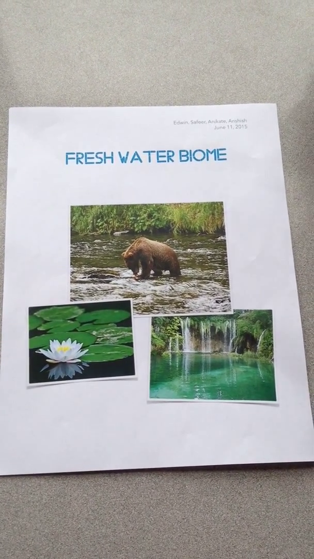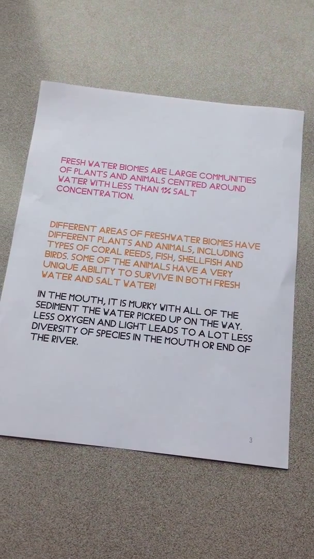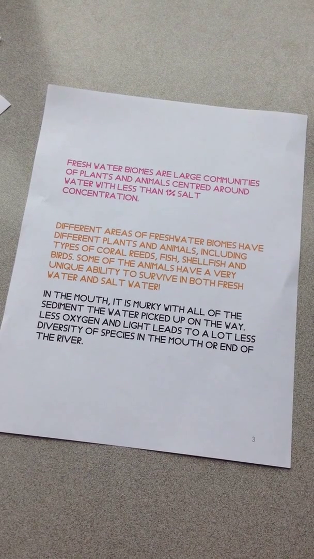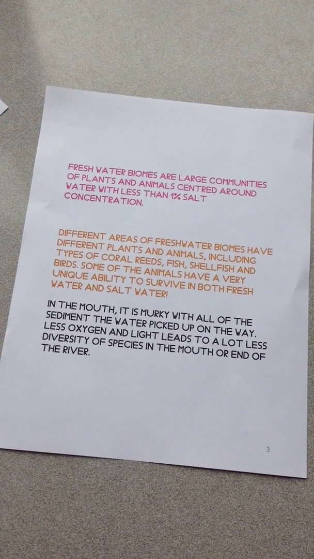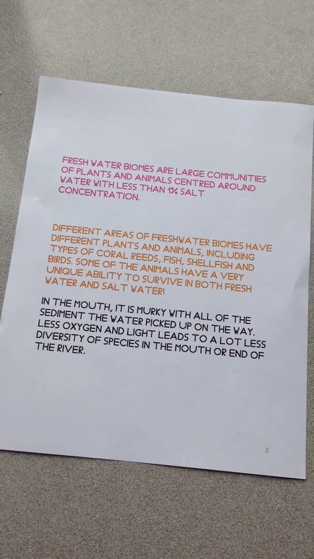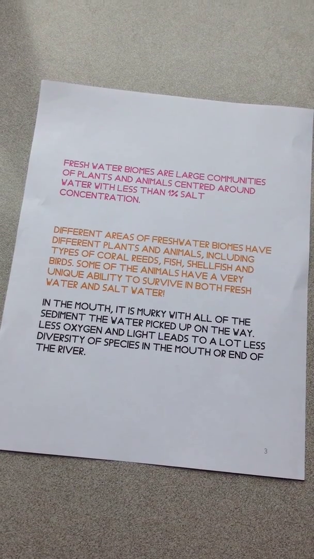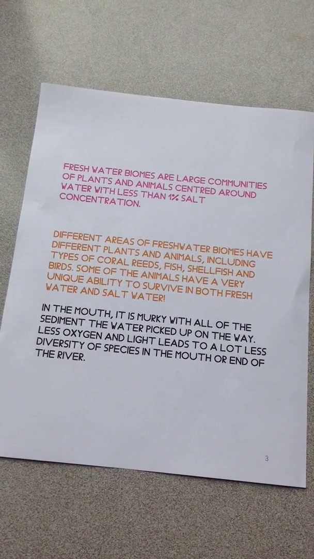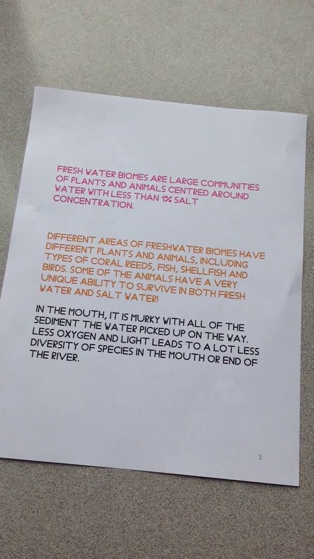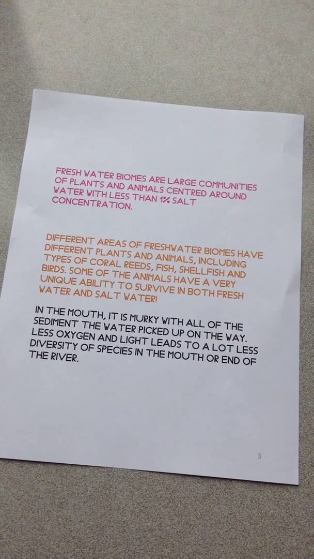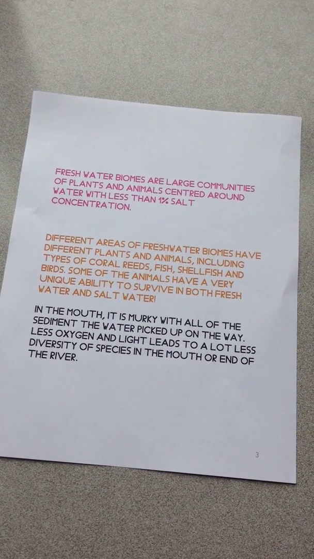Freshwater biome. What are freshwater biomes? Freshwater biomes are large communities of plants and animals concentrated around water with less than 1% salt concentration. In the mouth, it is murky with all the sediments that water picked up on the way. Less oxygen and light leads to a lot less diversity of species in the mouth or end of the river.